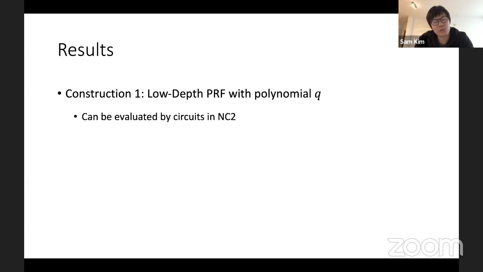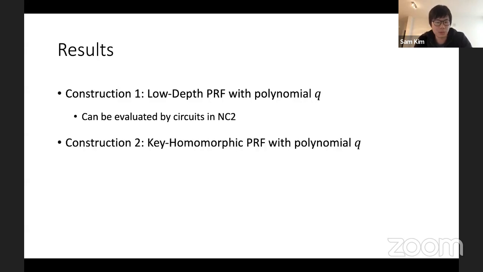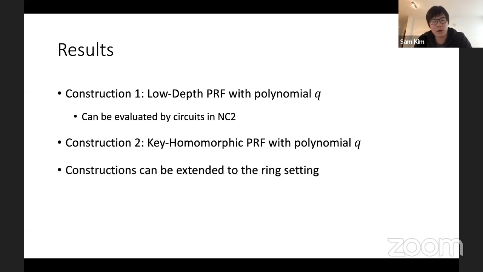And so we basically give two constructions in this work. The first construction, we focused on constructing a low depth PRF, relying only on polynomial modulus Q. And so our PRF can be evaluated in NC2 circuits. And our second construction, we construct key homomorphic PRFs with a polynomial modulus Q. And all of our constructions can be extended to the ring setting as well.